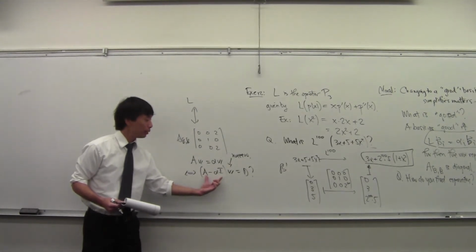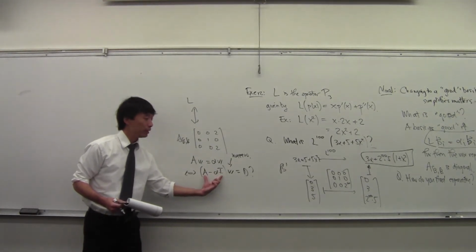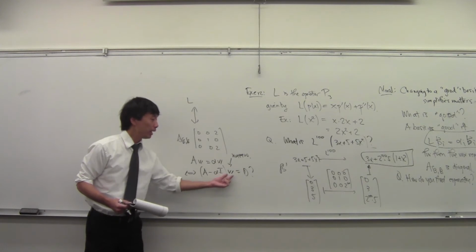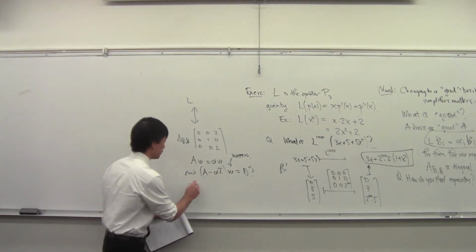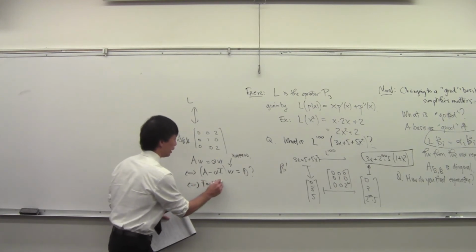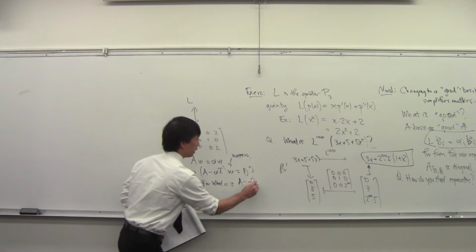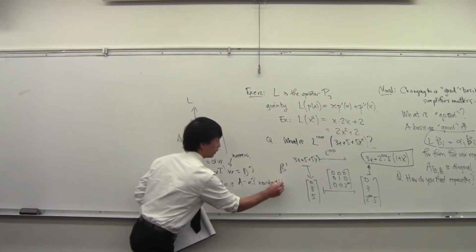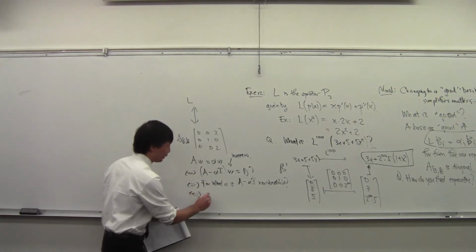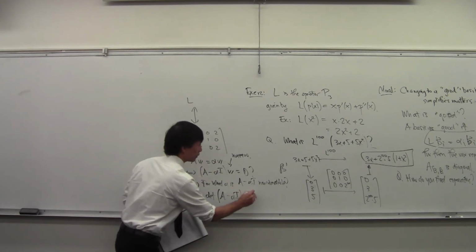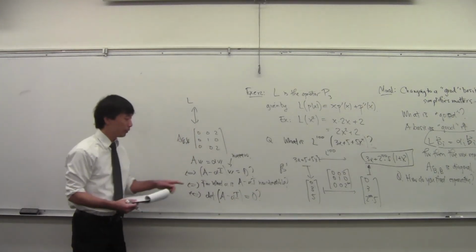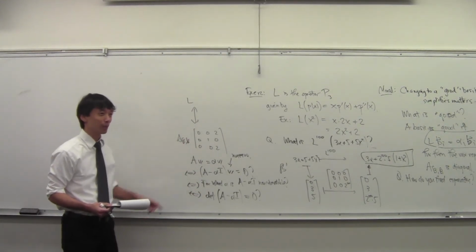How do I find alpha so that this thing has a non-zero solution? In other words, this thing is non-invertible. So the question is, for what alpha is this thing non-invertible? For what alpha is the determinant of this thing zero? And if you answer that question, then you can go back and find it.